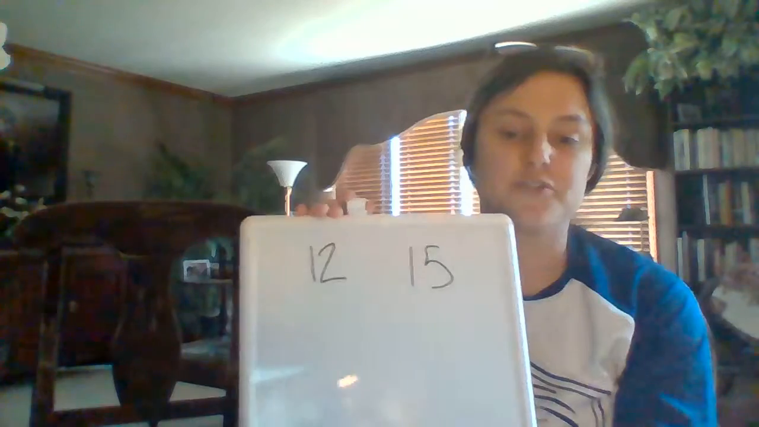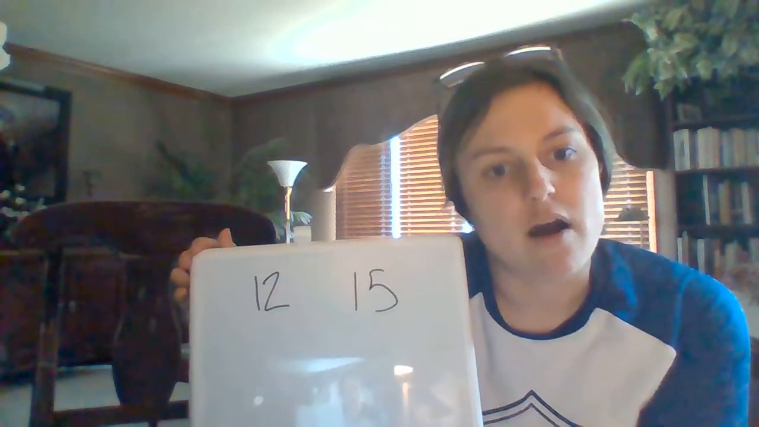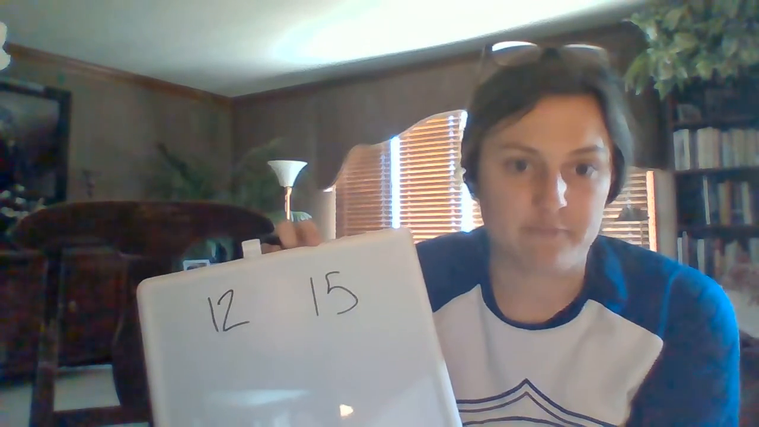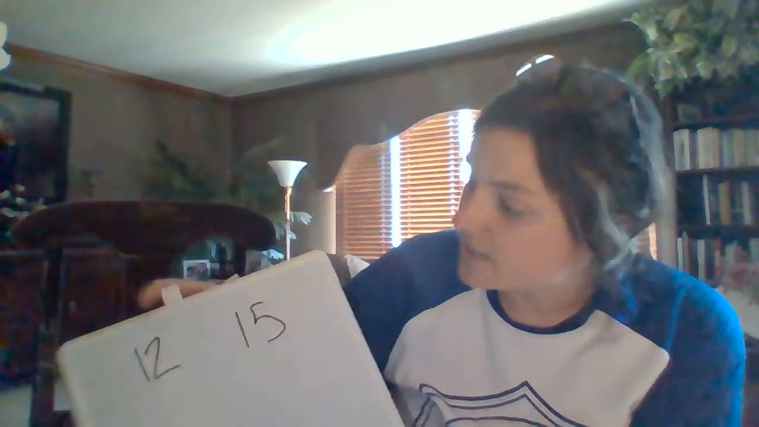So I know, like I said, there are 12 chairs currently, and there are 15 students that need a chair. So the problem that I'm trying to solve is how many more chairs do we need so that every student has a chair? So my 15 is my number of students, so that's actually going to be my total, right? Which means 12 is my part.